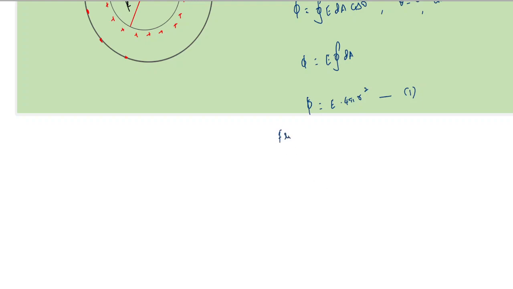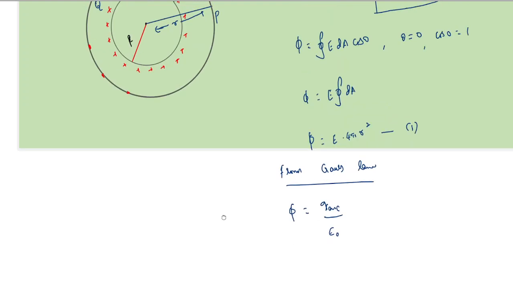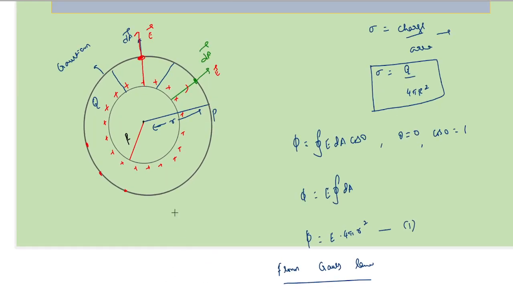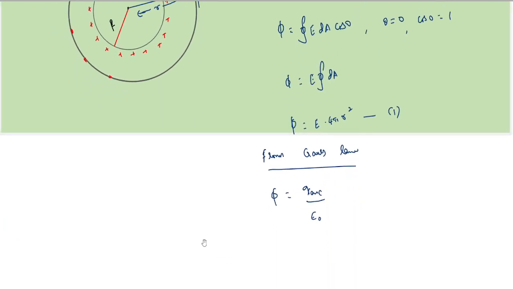From Gauss law or Gauss theorem, we know that the total electric flux is equal to the charge enclosed divided by epsilon naught. In this case, this Gaussian surface encloses the whole charge capital Q. Therefore, what we get from here would be capital Q by epsilon naught.